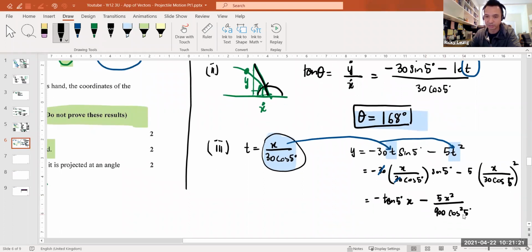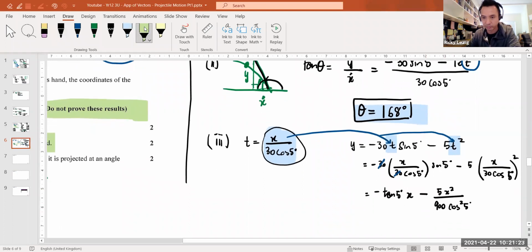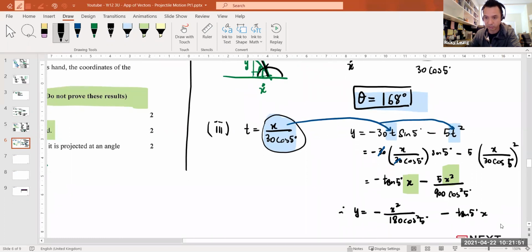I can just leave it. I don't need to make it tan squared because all I need, right, to prove that it's parabolic is x and x squared here. I'll simplify that 5 on 900. So therefore, y equals, I'll put that first, negative x squared 5 on 900 is like 180 cos squared. I don't need to make it sec squared or tan squared. I'm just going to leave it like that, minus tan 5 degrees x, right? And that's my answer, which is parabolic.